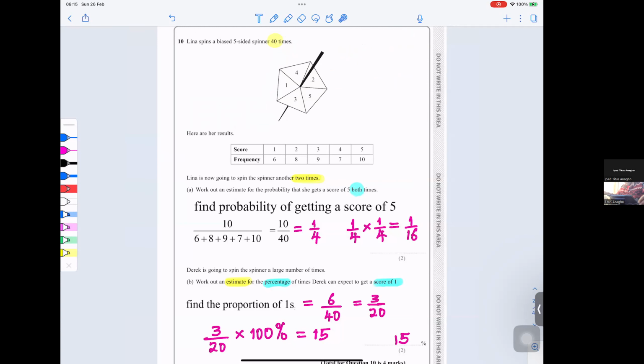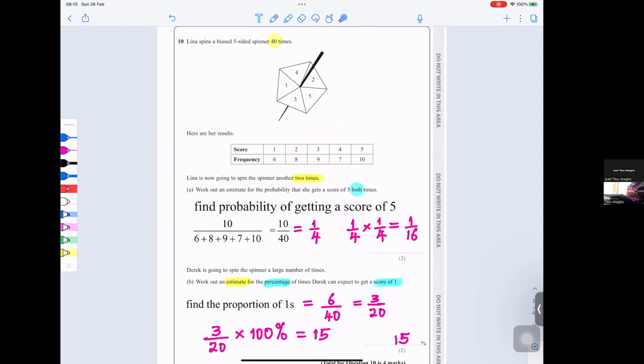Question number 10. Lina spins a biased 5-sided spinner 40 times. Here are her results. Score 1, 6 times. Score 2, 8 times. Score 3, 9 times. Score 4, 7 times. And score 5, 10 times. Lina is now going to spin the spinner another 2 times. Work out an estimate for the probability that she gets a score of 5 both times.